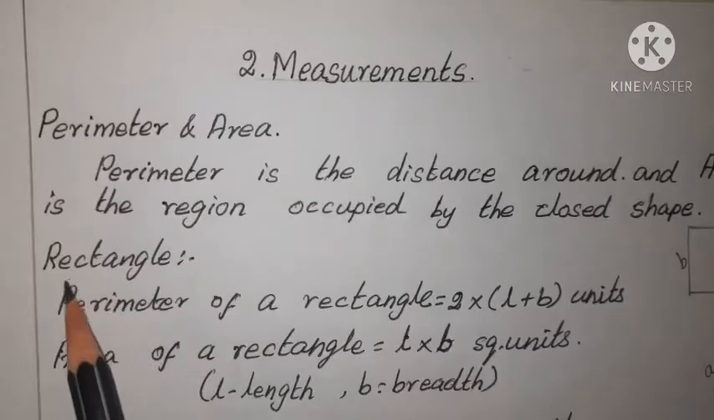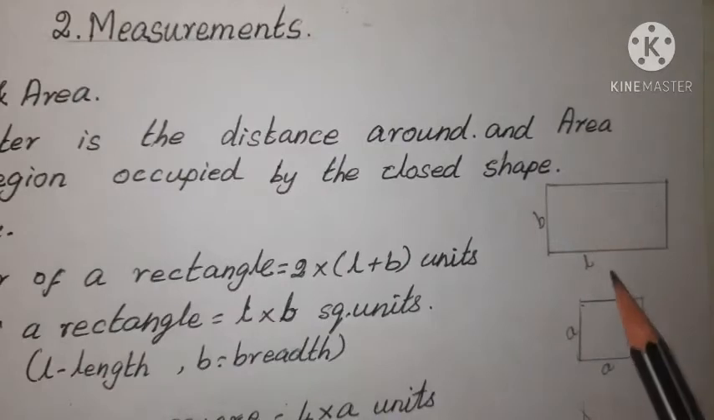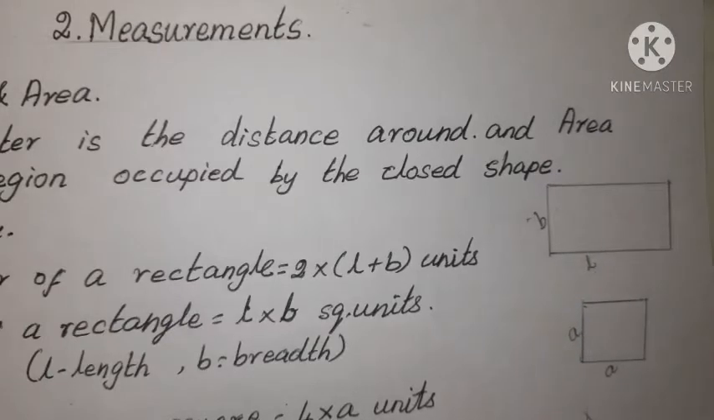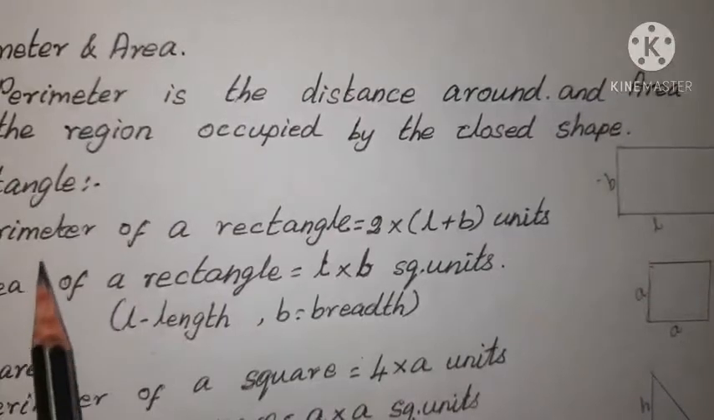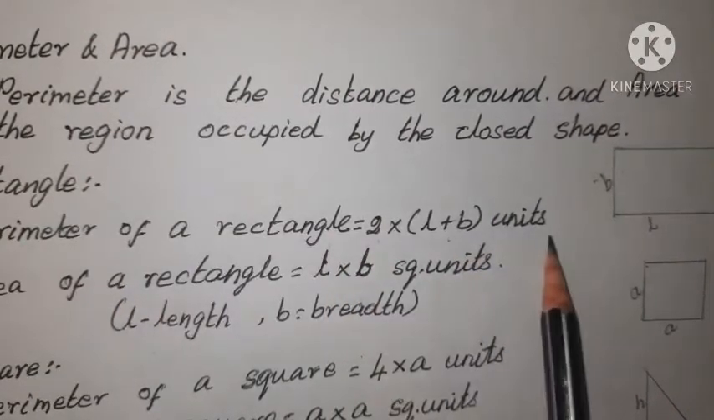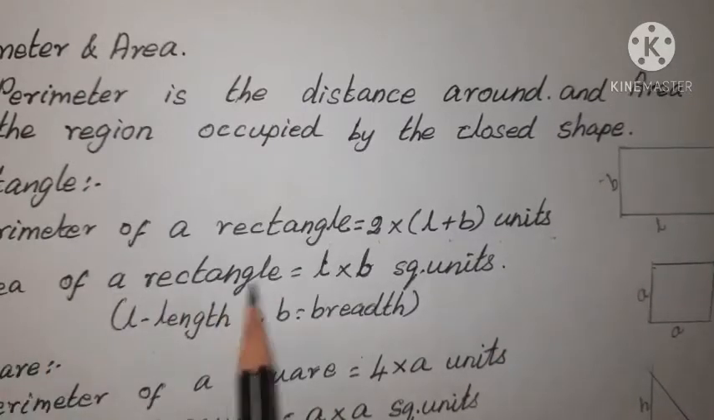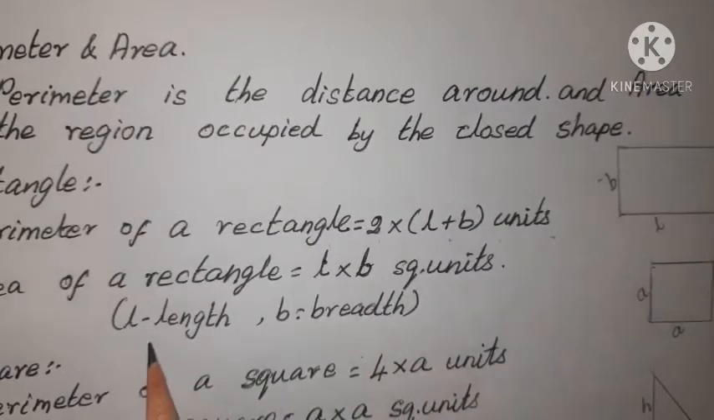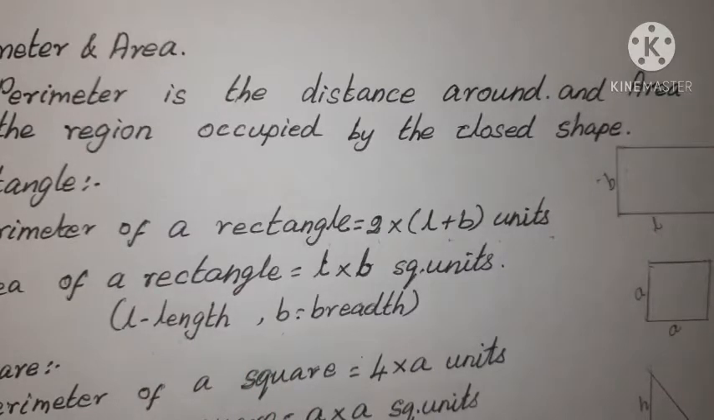We already studied rectangle in class 6. We study the area and perimeter of rectangle, square, and right angle triangle. Recall the formulas. Rectangle: length and width, opposite sides are equal. So perimeter of the rectangle equals 2 into (L plus B) units. Area of the rectangle equals L into B square units, where L is length and B is breadth.